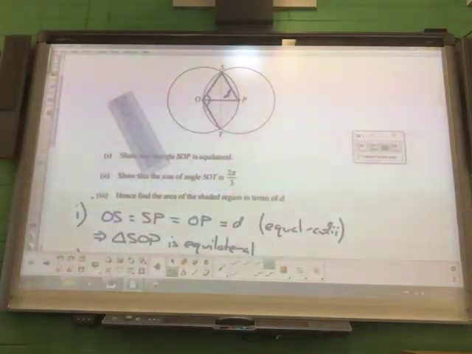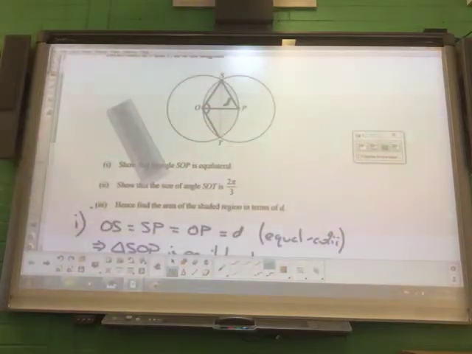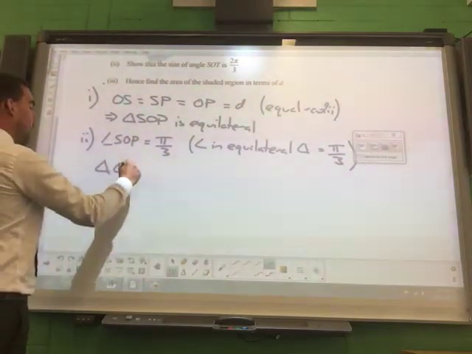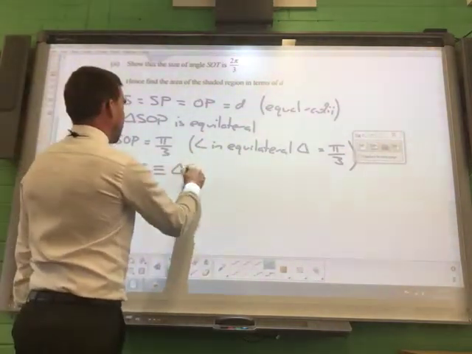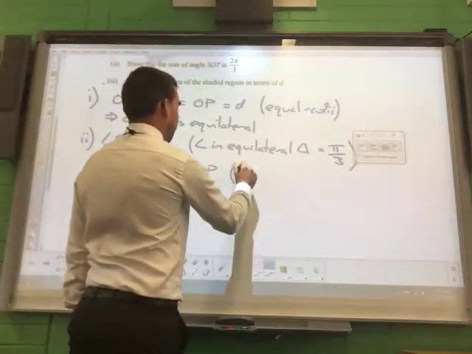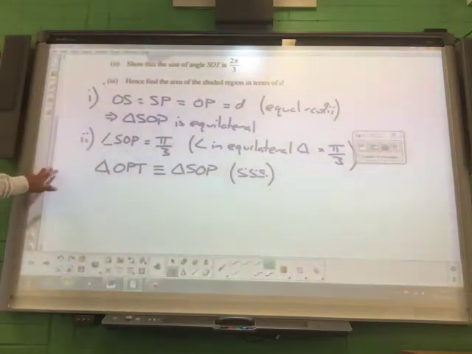I probably would make mention of the angle OPT, so triangle OPT is also equilateral. But we don't need to go and prove it, because it's not asking you to show two triangles as congruent. It's just asking you to show the angle SOT is that. So triangle OPT is congruent to triangle SOP. Let's assume knowledge at this point, the triple side test. Remember in Intention 1, your mathematics knowledge and skills are assumed knowledge, unless they're asking you directly to show something.